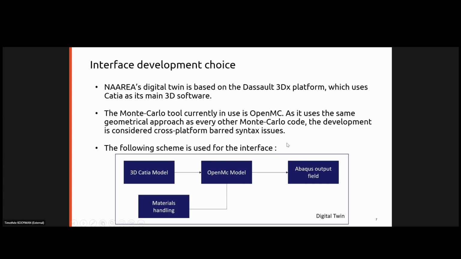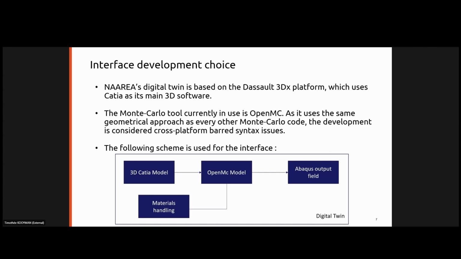So how did we do that? We use the 3D Dassault platform, and then what we've done is that we built a 3D model for the reactor core using CATIA, and then we shifted it to an OpenMC model using a direct translation tool, which I will explain and detail a bit in a few moments. And we also included a materials handling tool.